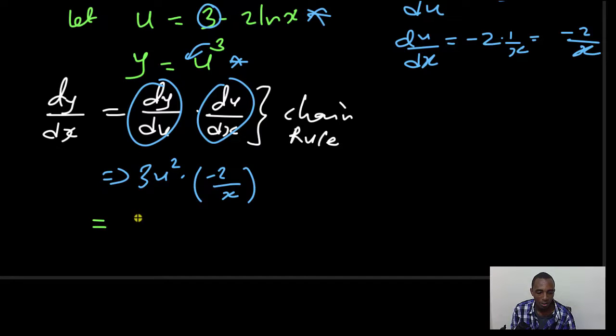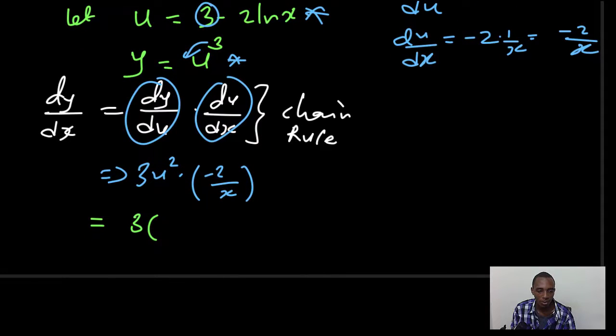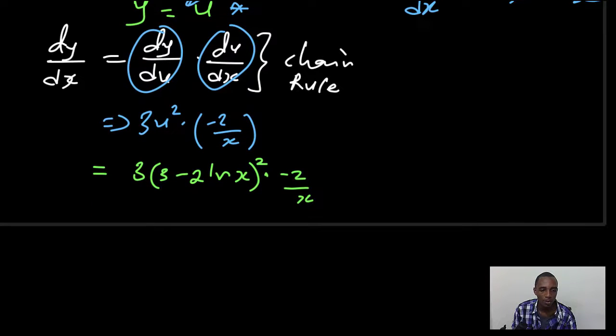So this is going to be 3, and for u we'll have 3 minus 2 natural log of x, all this to the power 2, times negative 2 over x, which actually simplifies pretty nicely. Negative 2 times 3 is negative 6, so negative 6 divided by x, times 3 minus 2 natural log of x, squared. So that's our derivative.